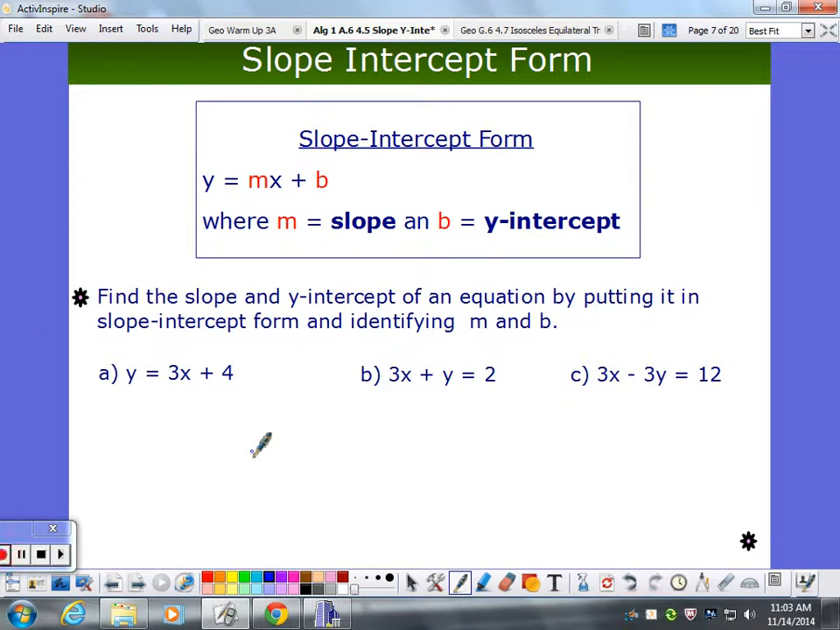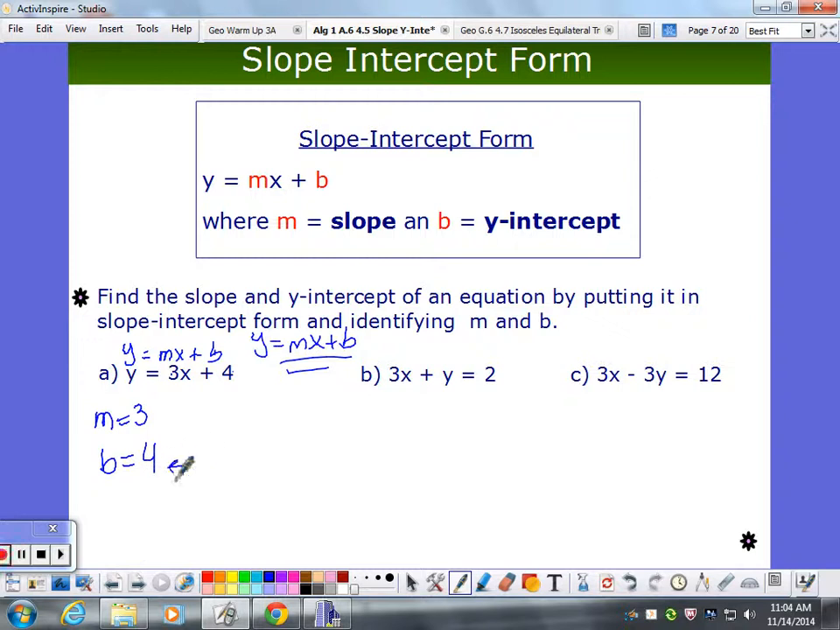So let's see if we can figure these out now. Y equals mx plus b. So looking at this equation right here, what is the slope of this line if I were to graph it? 3. Now what is the y-intercept? 4. How are you getting this? We're comparing it to this y equals mx plus b. See how they compare? M is the 3 and b is the 4, and this is the slope, this is the y-intercept.